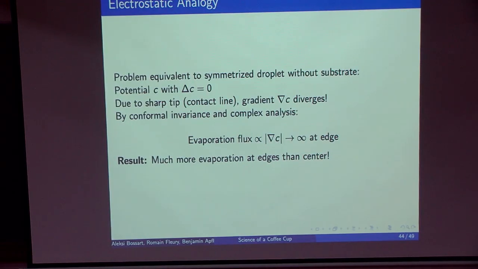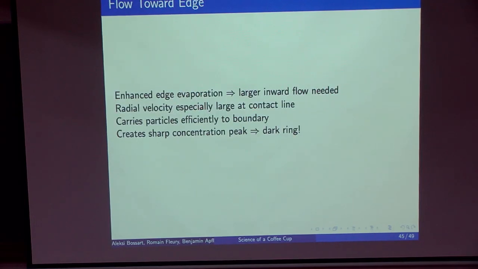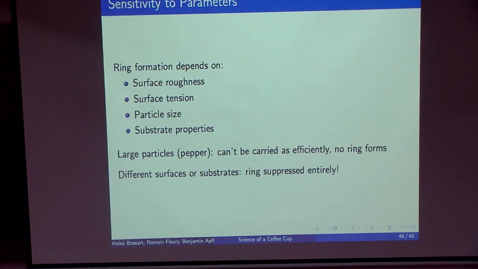Due to the sharp tip contact angle, the gradient of evaporation is diverging, and two words I do not know the meaning of, even though I have one of them in my course. Basically, there will be much more evaporation towards the edges. They'll evaporate much faster, moving almost all the liquid towards the center and leaving all the substratum there. So a larger reverse flow is needed. The radial velocity is especially large at the contact line. It carries particles efficiently to the boundary and creates a sharp dark ring.